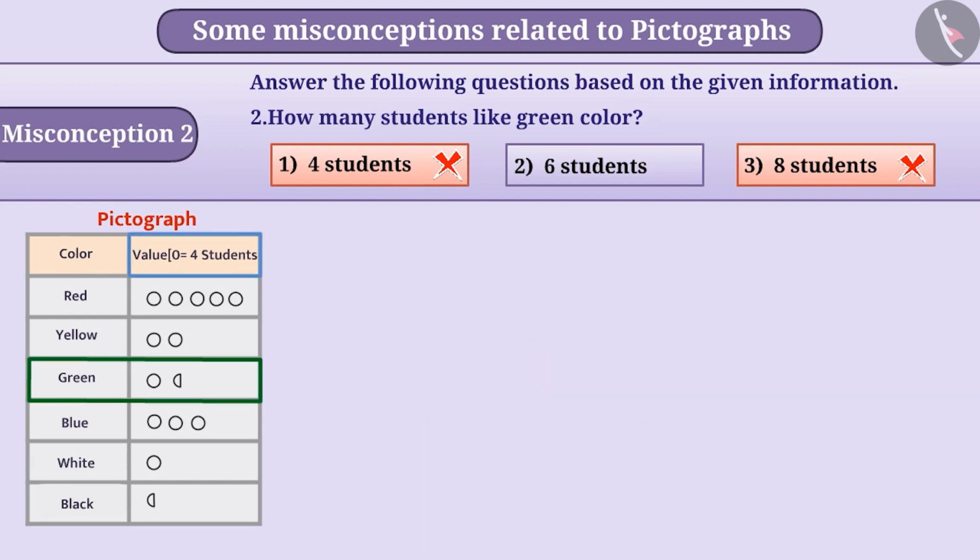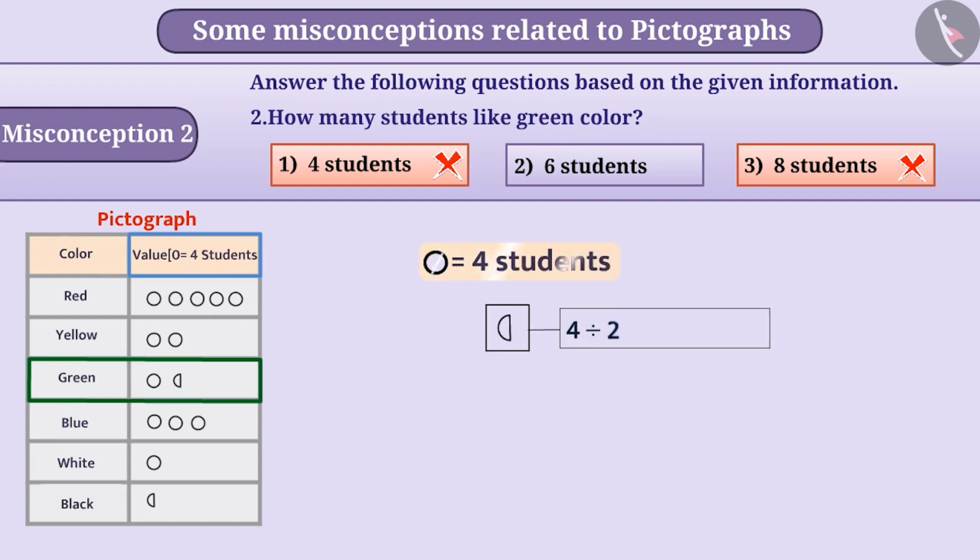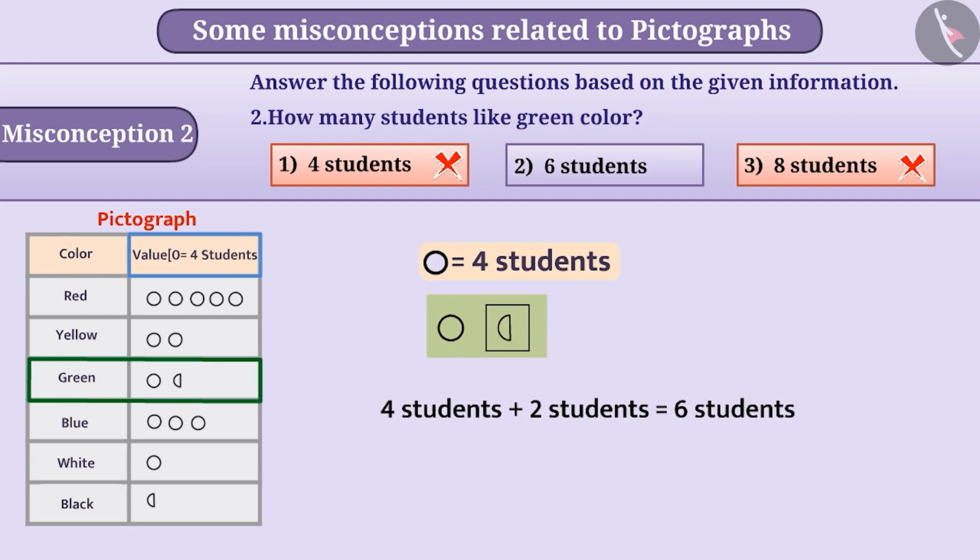In this pictograph, we are given the value of a symbol O is equal to 4 students. That is, the value of half of the symbol O will be 4 divided by 2 is equal to 2 students. The row of green color has one full symbol O and a half symbol. Both the symbols together represent 4 students plus 2 students is equal to 6 students. Hence, option 2 is the correct answer.